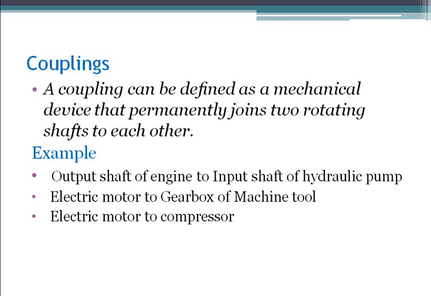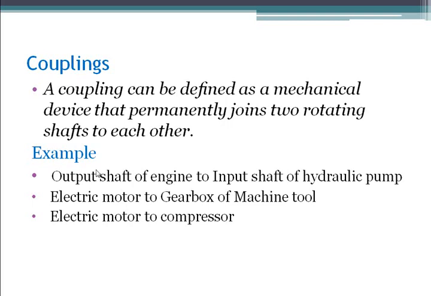Firstly, what is a coupling? A coupling can be defined as a mechanical device that permanently joins two rotating shafts to each other. This is the basic definition, which means we have two shafts, an input shaft and an output shaft. The power will be transferred from the input shaft to the output shaft with the help of a coupling.